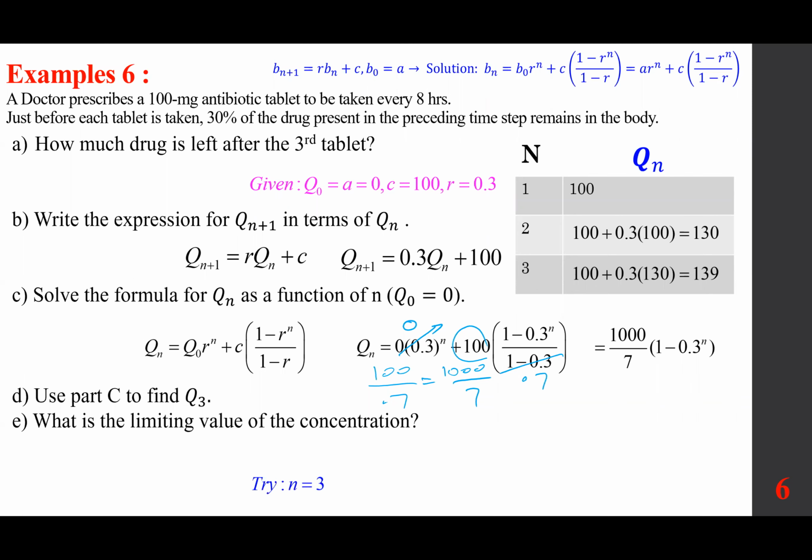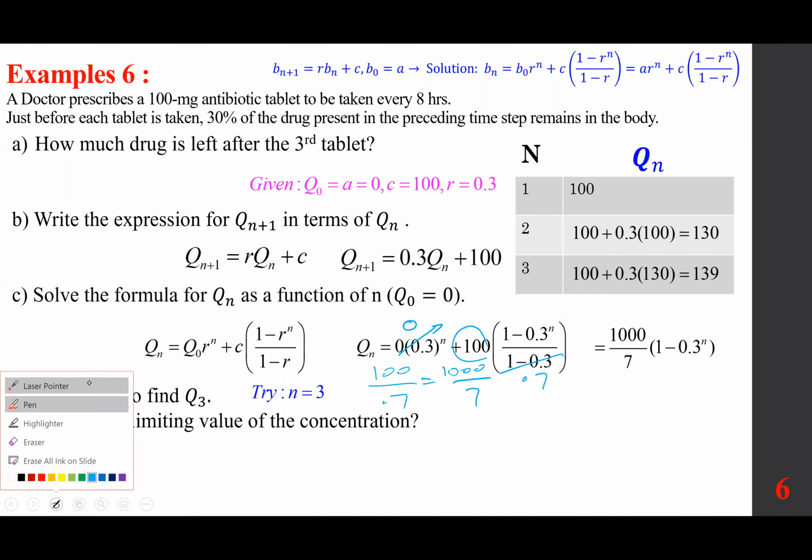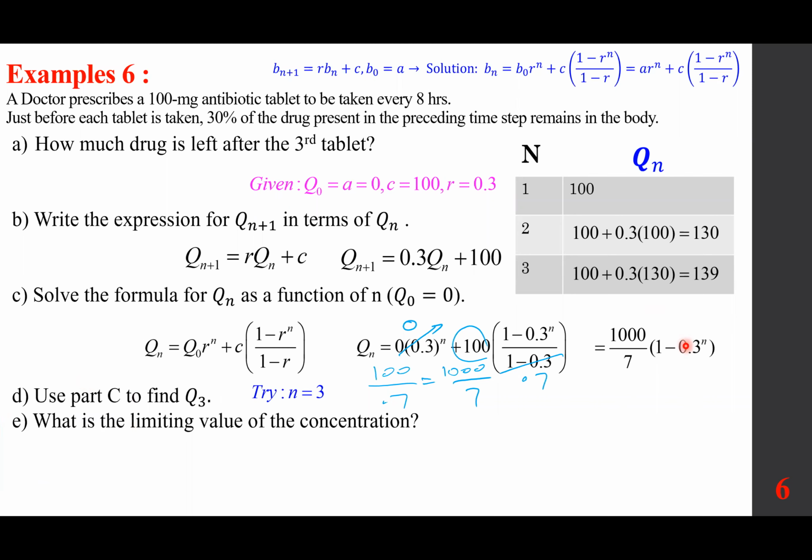Okay, now let's take a limit. By the way, the next part, use part C to find Q sub 3, class. If you use n equals 1, it gives you 100. If you use n equals 2, it gives you 130. If you use n equals 3, it gives you 139. You can check it.